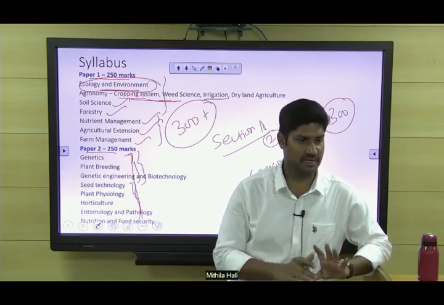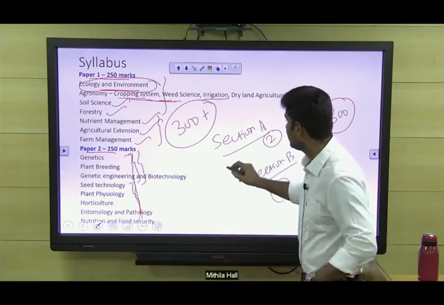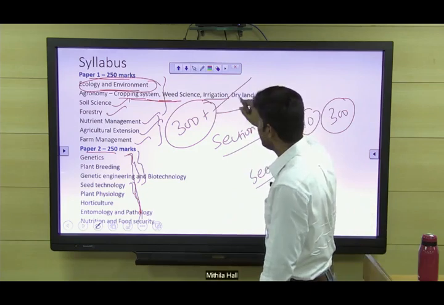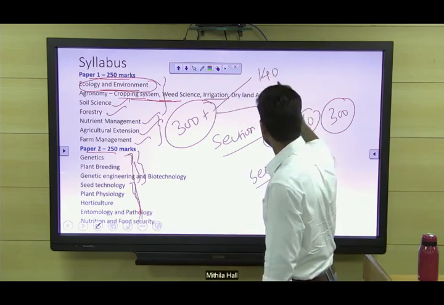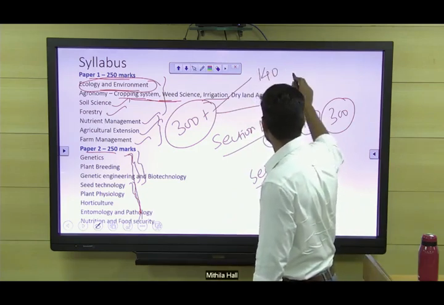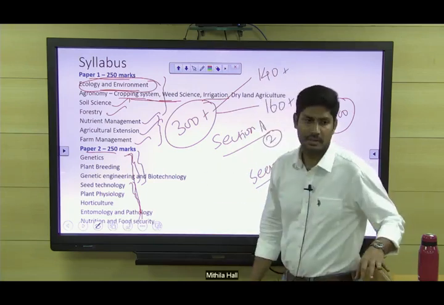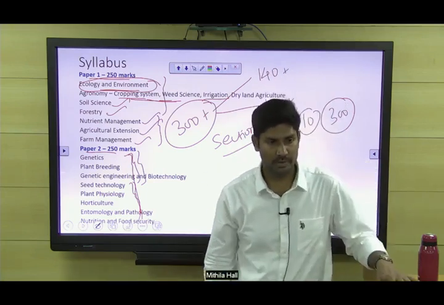But we aim for 300 plus. So for 300 plus, we can easily score 140 in paper 1 and 160 in paper 2. This is our strategy, because usually we can score higher marks in paper 2 when compared to paper 1.